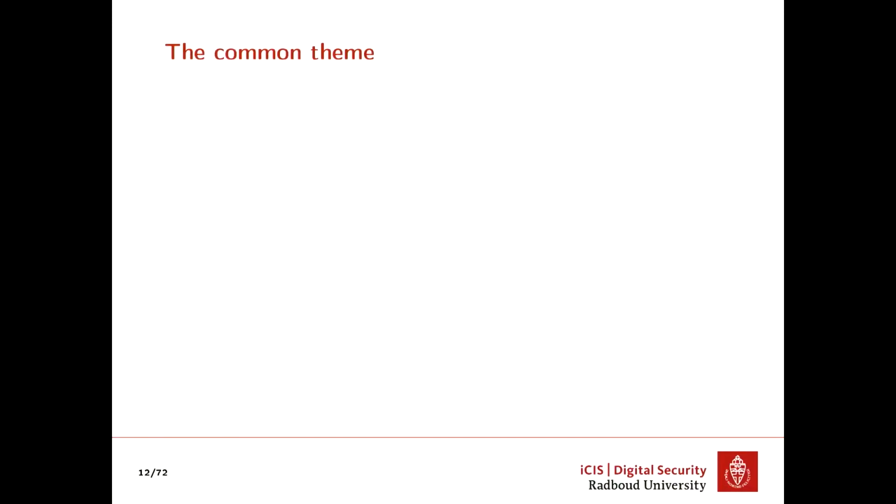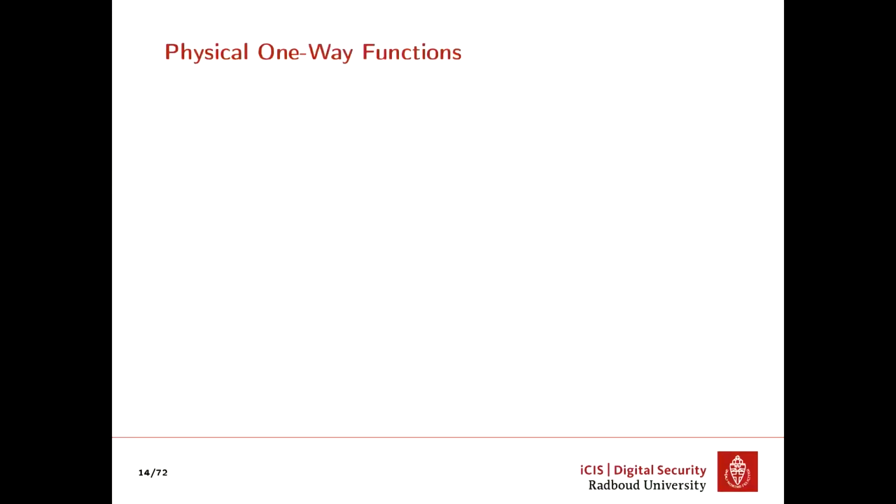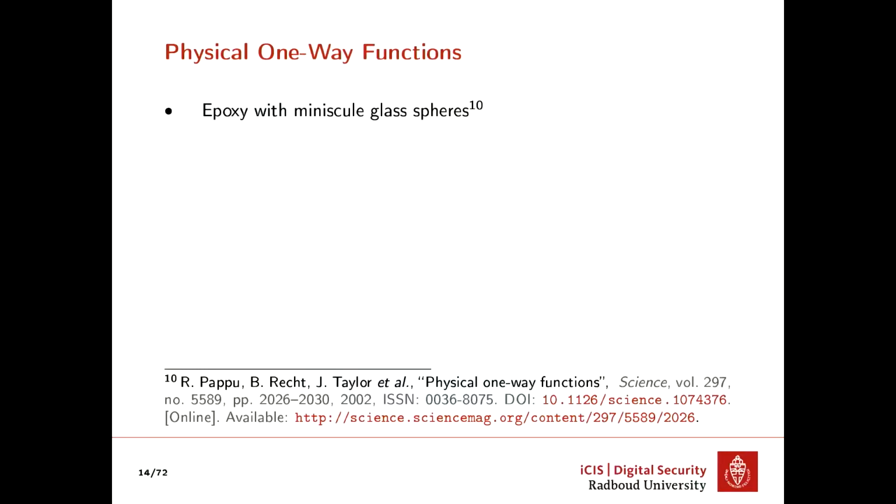The common theme here is that we are using an intrinsic aspect of an item that's infeasible to copy, but easily readable. It's unpredictable, and it should ideally be unchanging. Which brings us to a proposal in 2001 of physical one-way functions. Basically, the idea was you have an epoxy with minuscule glass spheres. You cure that epoxy, you make it into a 10 by 10 by 2.5 millimeters, I don't know the exact dimensions anymore.